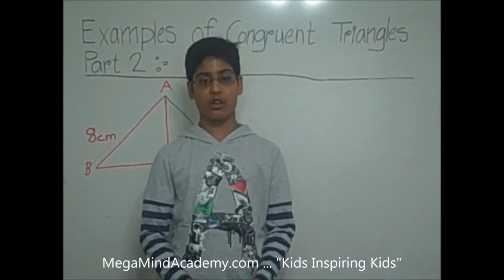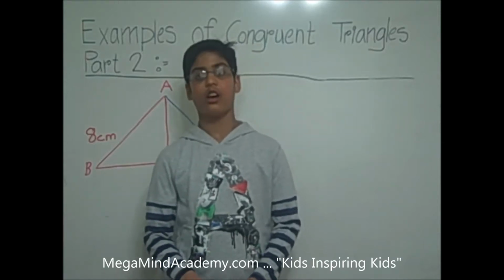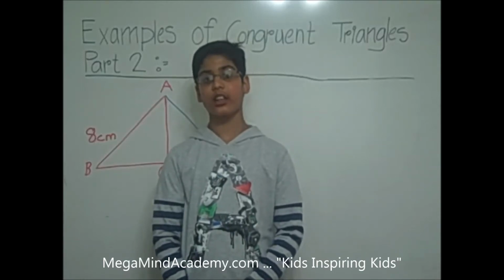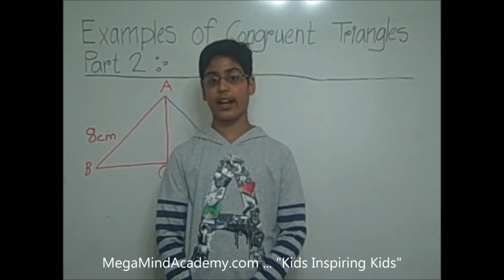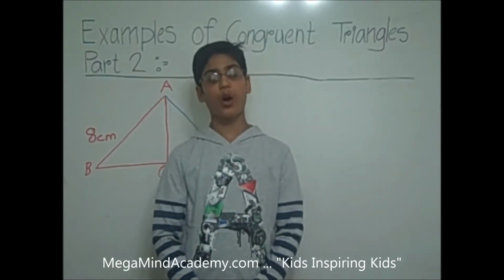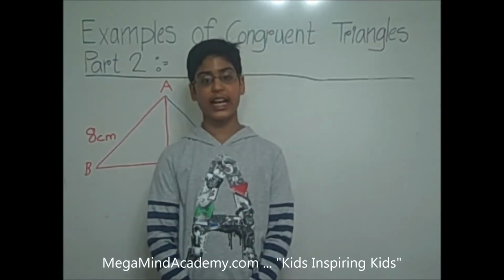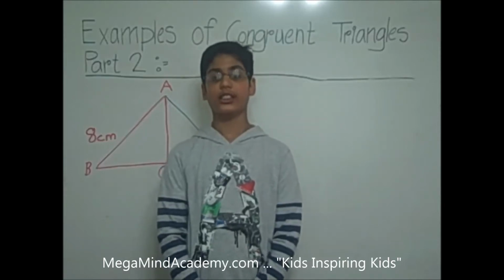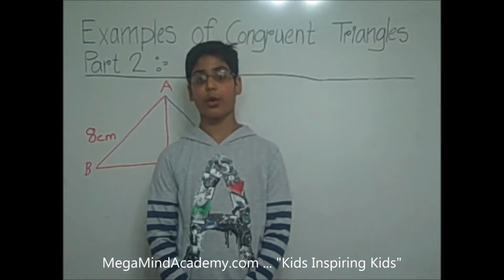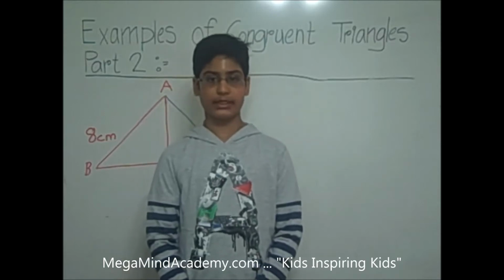Now you already know that when the three sides and three angles of one triangle are equal to the corresponding three sides and three angles of another triangle, then both those triangles are congruent to each other. But what if you don't know all the 6 measurements, which are the three sides and three angles? You can still figure out if the triangles are congruent if you know 3 or more measurements. Let's look at some examples.